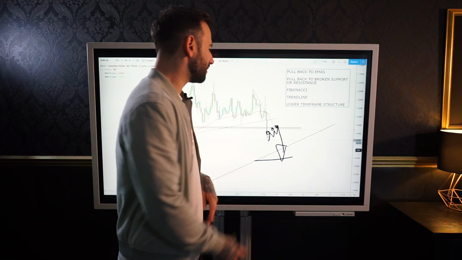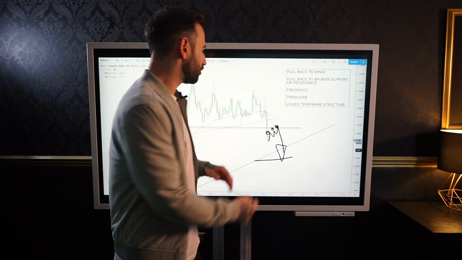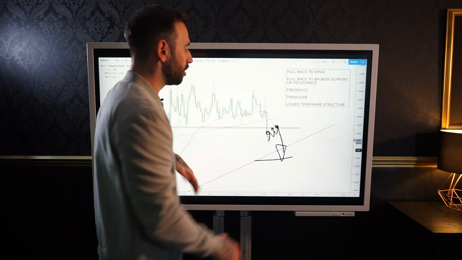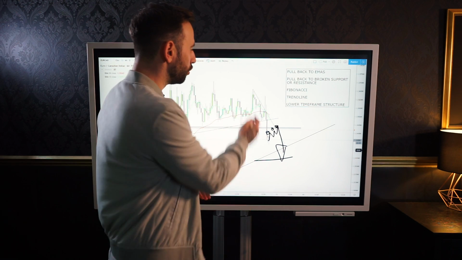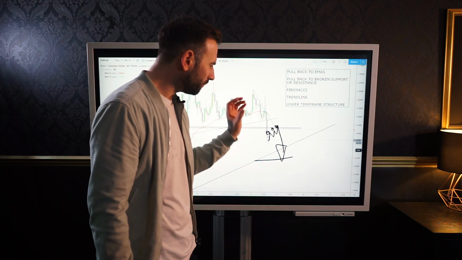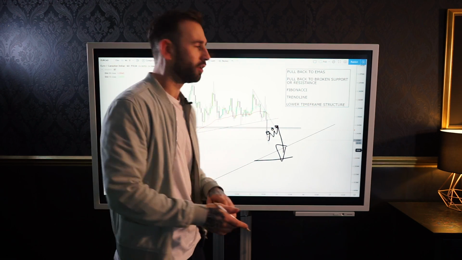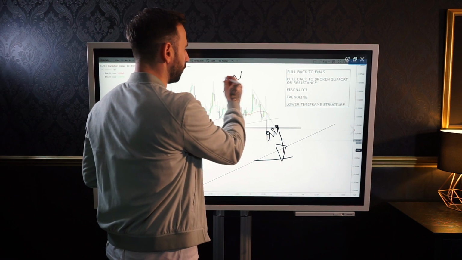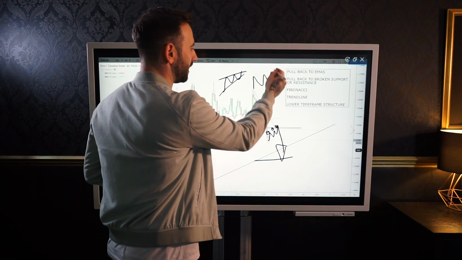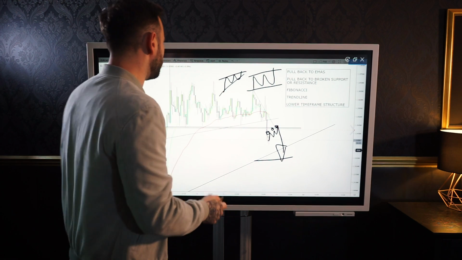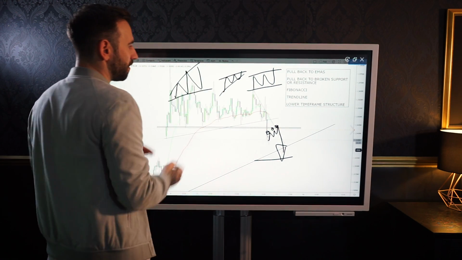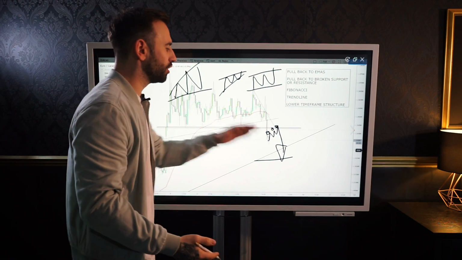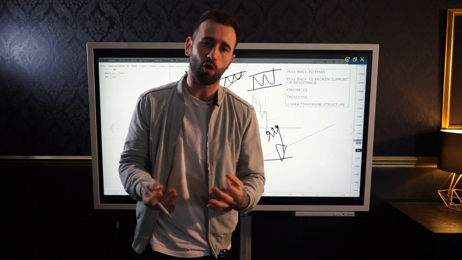We're looking at a pullback to the EMAs. We're looking for a pullback to the broken support or resistance. We had our Fibonacci level, minimum 0.382. Also, you can plot a downtrend. Then look at the lower time frame structure. Sometimes you might get a bit of a wedge. Sometimes you may get a flag. Sometimes you can even get more of an expanding structure like this. These are the continuation patterns that we would like to see to act as another confluence.